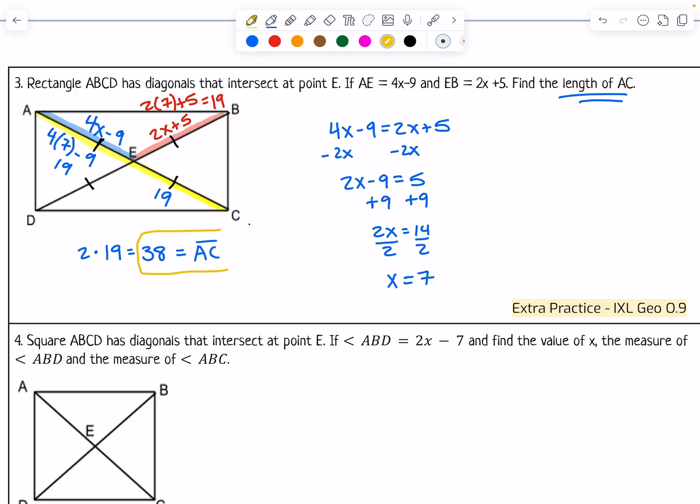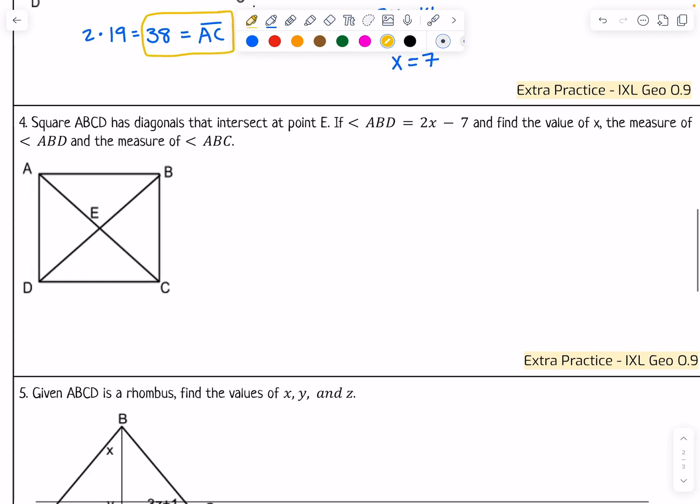So we solved for x, but we just had to plug it back in and then make sure to double it, because we want a whole diagonal but the pieces they gave us were half of diagonals. So it's always good to be careful with those.